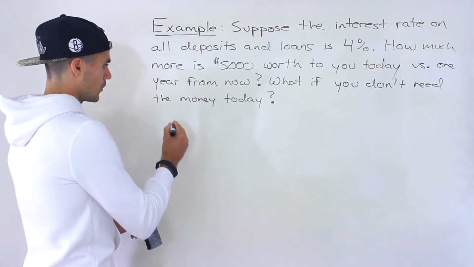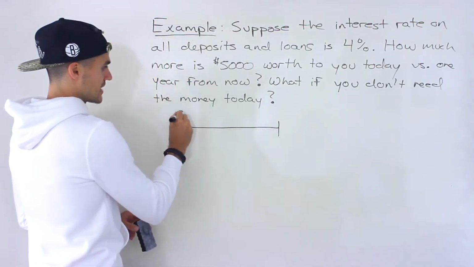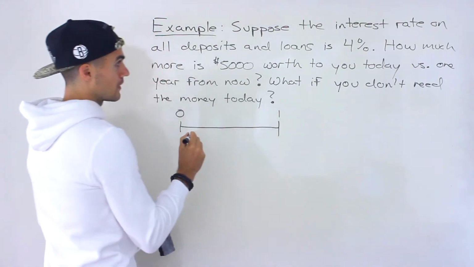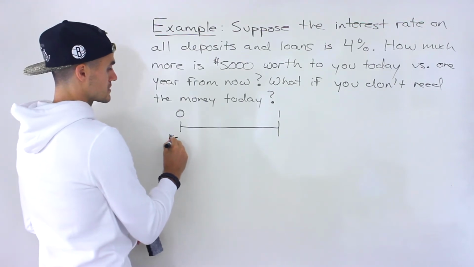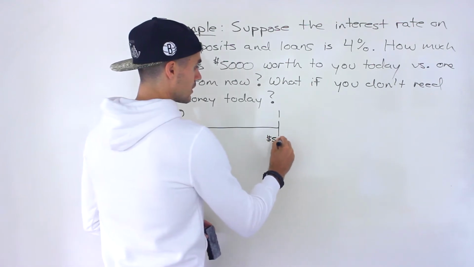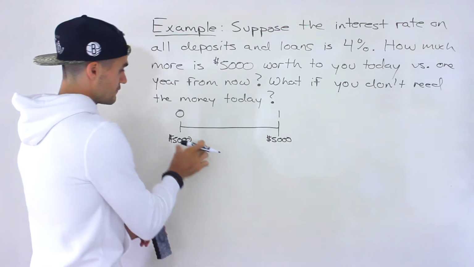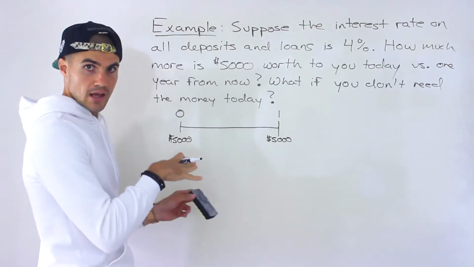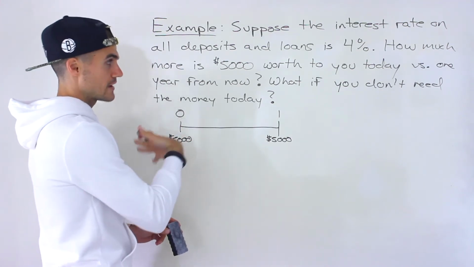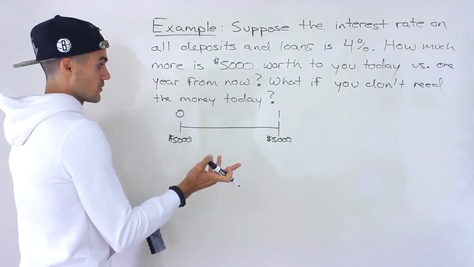So what's happening is if we draw on a timeline, here we have time 0, which will represent today, and then this would be time 1, so 1 year from now. So you can either get 5,000 today, or you can get 5,000 1 year from now. And we know that $1 today is worth more than $1 tomorrow because the $1 today you can invest and make interest on. The question is, how much more is it worth?